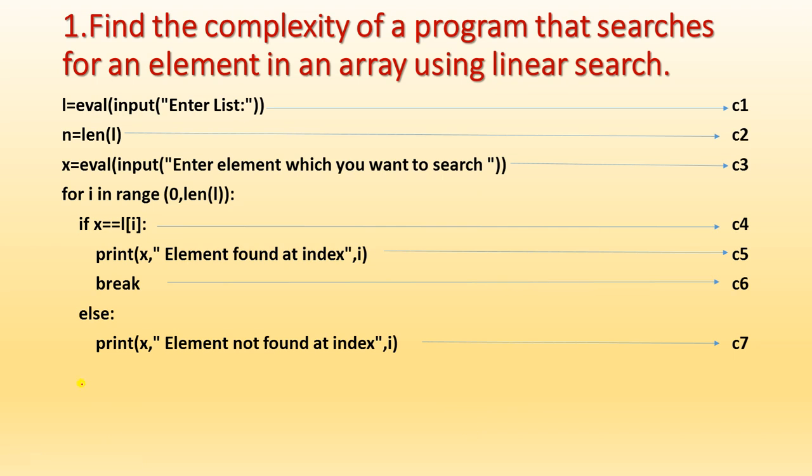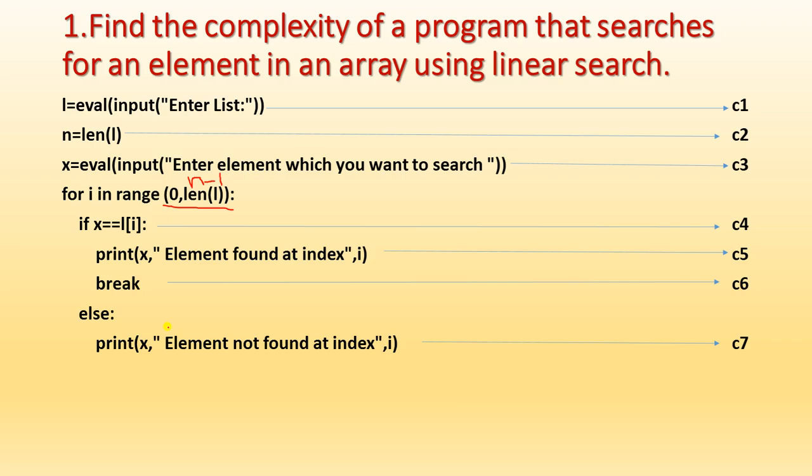Now we are in the loop. It will give you the range 0 to length of L, so it will run the loop n minus 1 times. Here the number of iterations is n minus 1. Here it checks if x is equal to L[i], so the time is C4. Next is the break statement, which is C5. Now the else part will execute and here the time is C5.